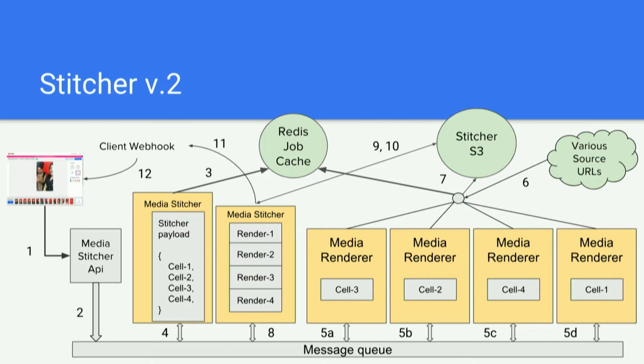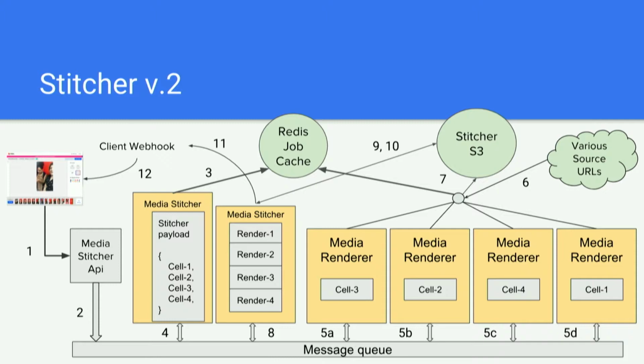So on the back end of Vidder, they would make a call with the Stitcher schema language to the API. A message is sent to the message queue with the payload, and that's received by the service called Media Stitcher. It creates an entry in the job cache that there's a job that will require multiple engines to render. And in 5A through 5D, each of those renderers receives the message with its piece of the task that needs to be rendered.